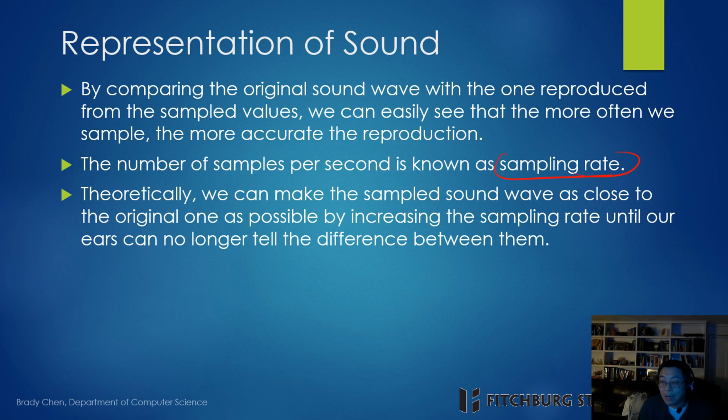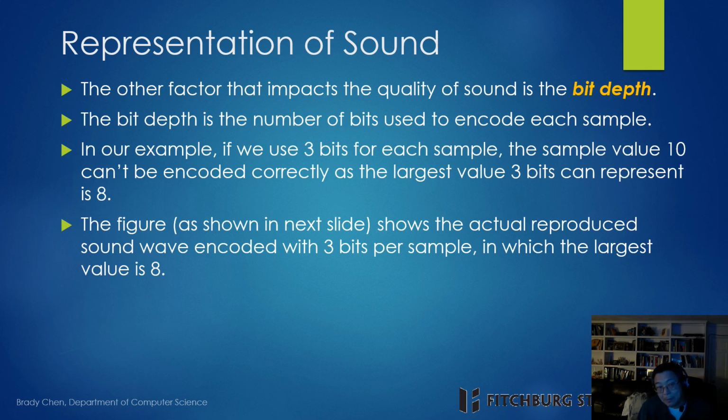So after we increase the sampling rate until we cannot tell the difference between the original one and the digital one, then it doesn't make any sense to increase the sampling rate any further, right? As we have seen, increasing the sampling rate is one way to improve the accuracy of the sound wave, right? Now, the other factor that impacts the quality of the sound is something called bit depth.